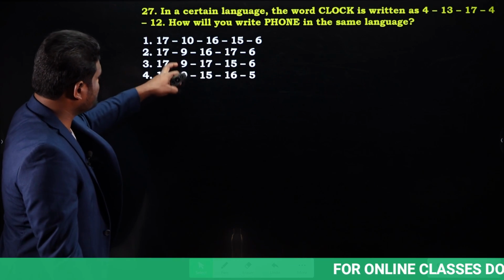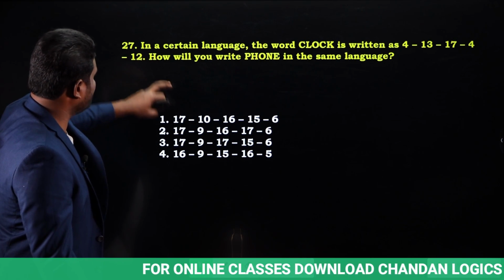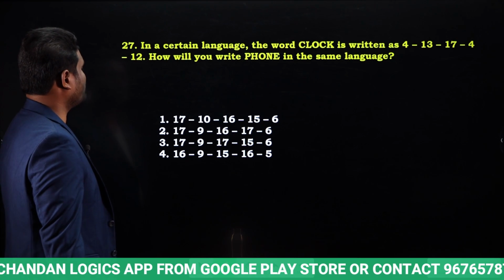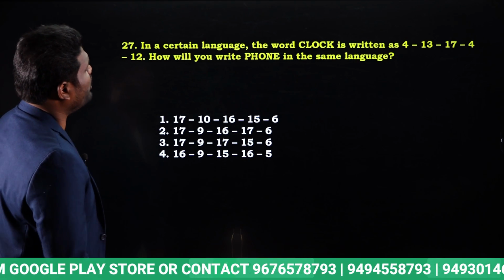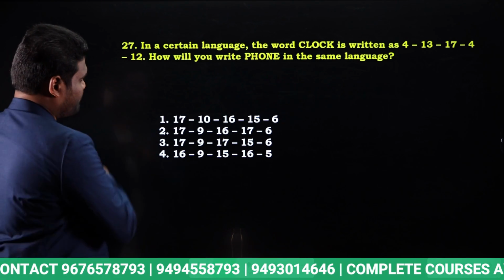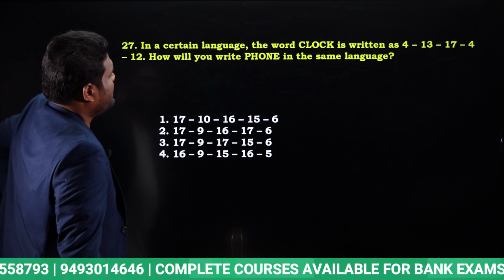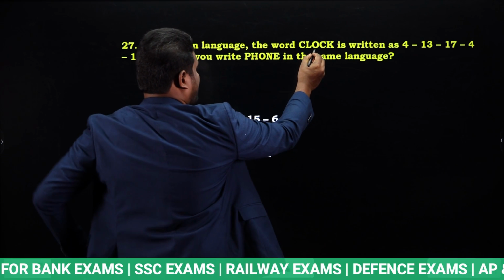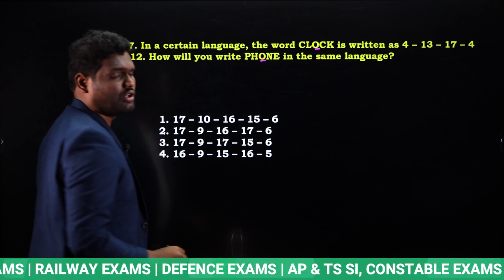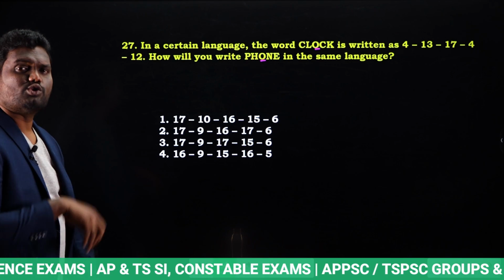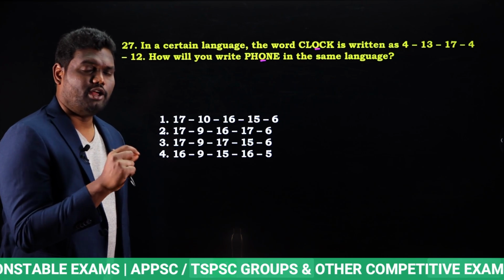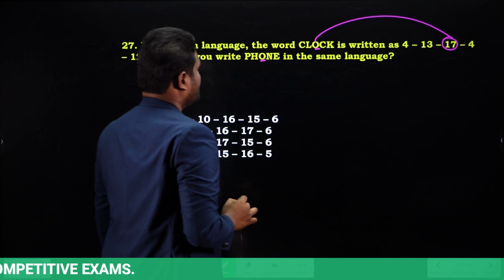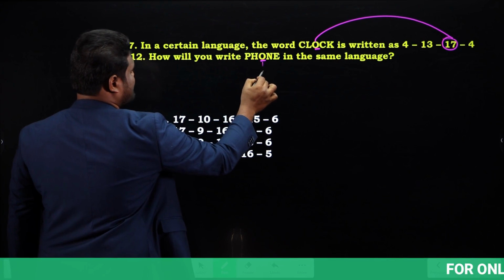Look at this one. This question is based on coding and decoding. In a certain code language, the word clock is written as 413, 17, 412. How will you write phone in the same language? That is the question. Observe here. In clock and phone, both of them have the letter O. Yes or no? In clock O is there. In phone also O is there. In clock O is in the middle. In phone O is in the middle. Now observe here. O means what? 17. Similarly, in our answer also, O should be 17.